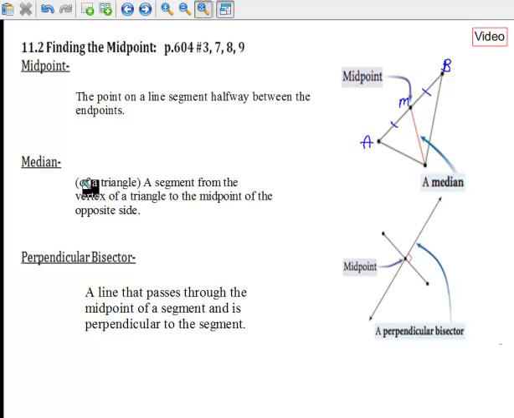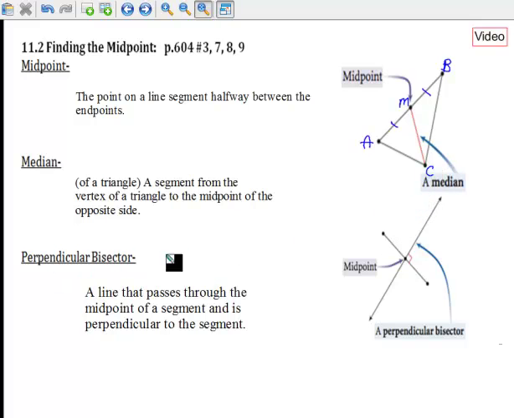The median, we're only speaking about triangles here, is a segment from the vertex, so the corner of a triangle, to the midpoint of the opposite side. So if we call this C, this is a line going from C to M, where M is the midpoint of line AB, the line segment opposite of vertex C, vertex being a corner again.